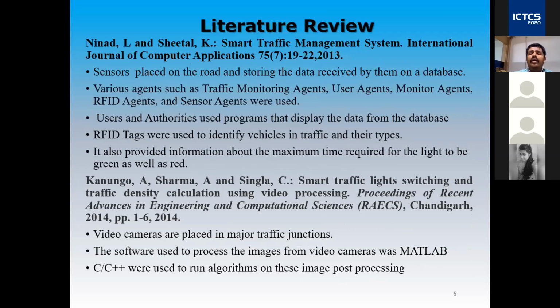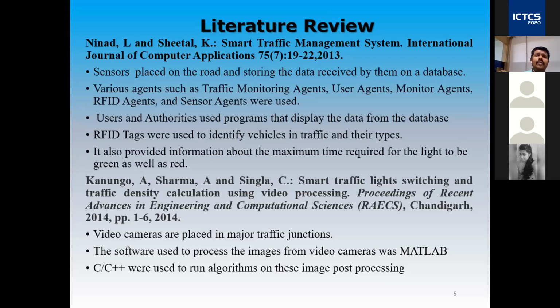Yes. Okay, now coming to the literature review. As I said, one of the works talks about a sensor placed on the road that captures the data, which is then received and stored in the database. There are various intelligent agents used in this work, wherein traffic monitoring, user agents and monitor agents are used. The user and the authorities are programmed here to display the data captured and stored in the database. RFID tags were used for identifying the vehicles and their types.